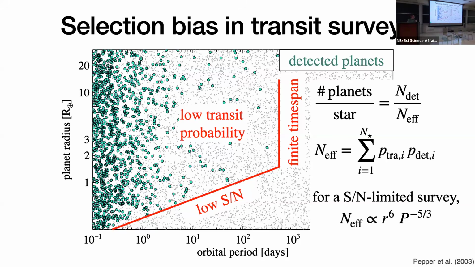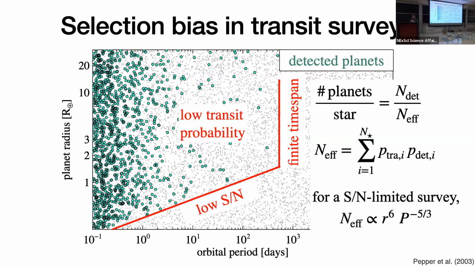In fact, there's a wonderful and insightful paper that I would recommend to you from 2003, from the early days, by Pepper et al., that consider the case where a signal to noise limited transit survey. So you don't have a fixed star catalog. You just observe all of the stars that land within the field of view of your telescope. And they showed that the number of stars in your effective sample varies as the radius of the planet to the 6th power, and inversely as the 5/3 power of the orbital period. These are very strong dependencies.